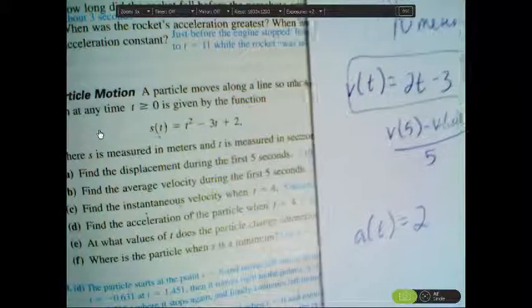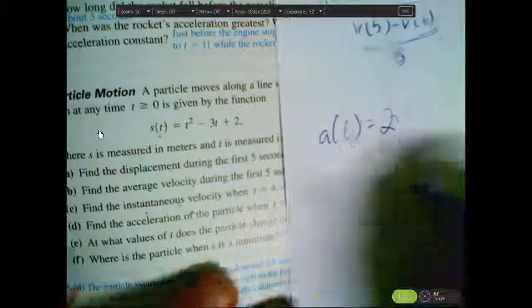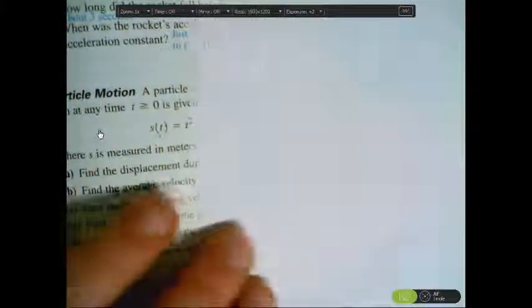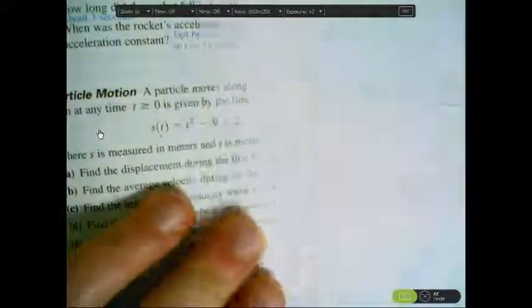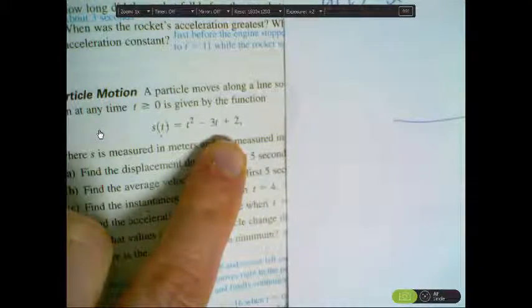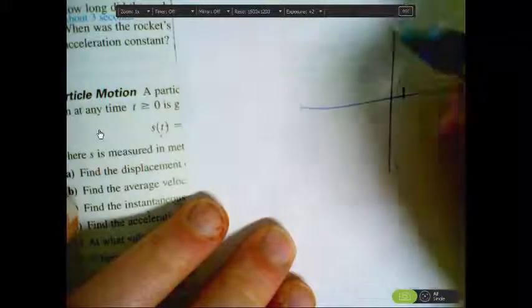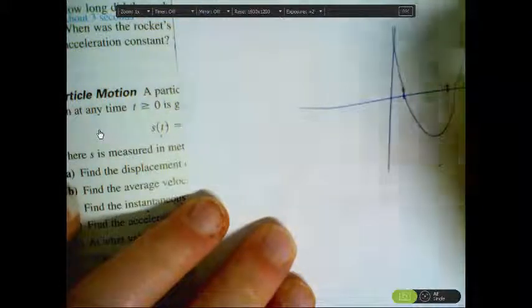At what values of t does the particle change direction? Now, think about the position function. What does it look like? Well, it looks like a parabola with roots at 2 and 1, because this would factor into t minus 2, t minus 1. So at positive 1 and positive 2, it crosses the x-axis. Oops, make that a 2 right there.